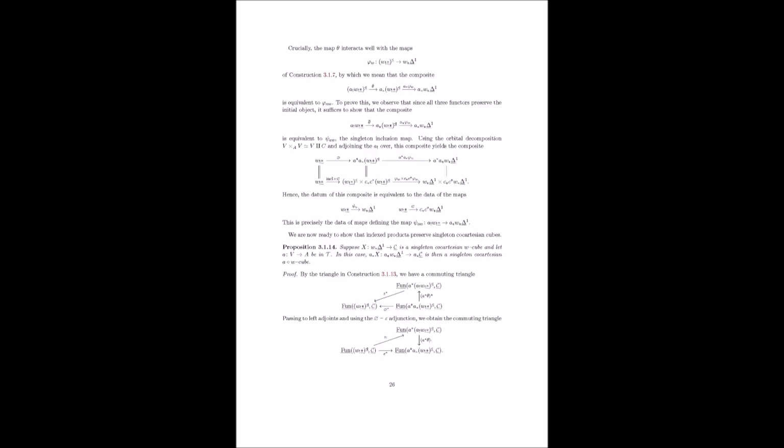So let's consider a functor J from I to E that preserves the initial object. Then we can show that the following square commutes, where the vertical arrows are given by A-E-J.